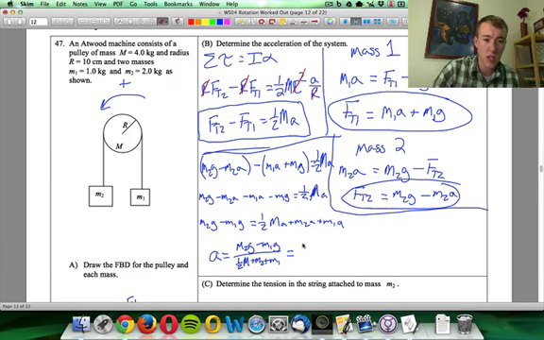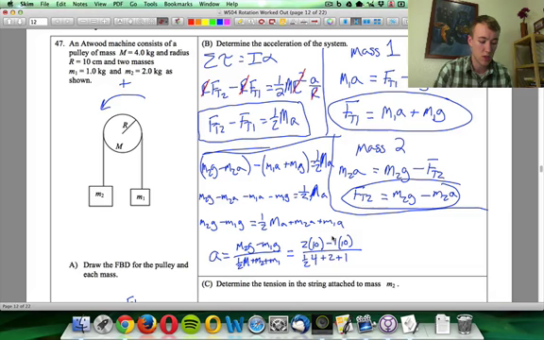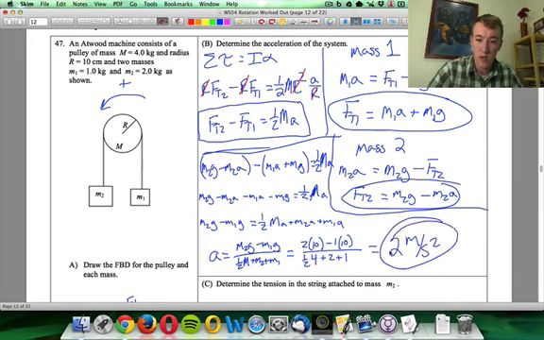Let's plug in some numbers. m2 is 2, so this is 2 times 10 minus 1 times 10, all divided by 1/2 the mass of the pulley, which was 4, plus 2 plus 1. So is that what I had here? Let's double check on my calculator. And I get a tangential acceleration of 2 meters per second squared. That is what I got earlier. Good deal. 2 meters per second squared.